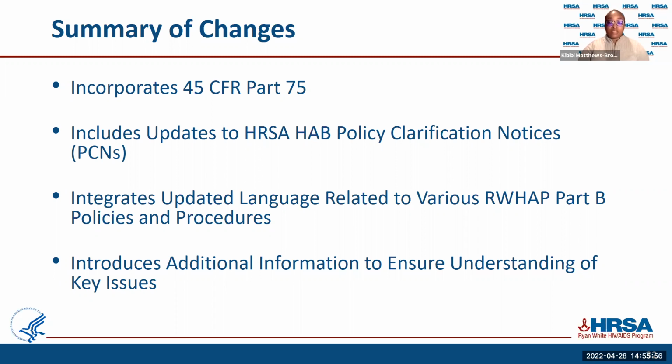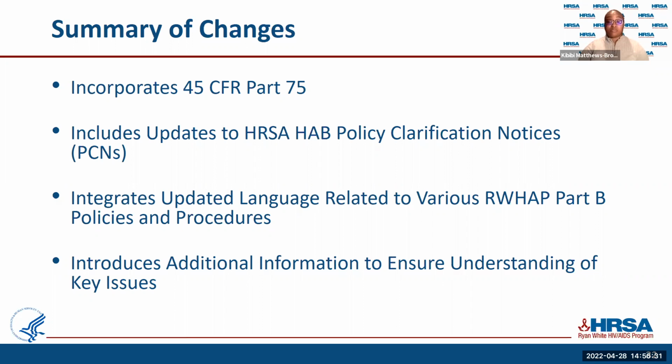It also updates the language to reflect the current RWHAP Part B policies and procedures. So for example, if you go to section Roman numeral 9, which is planning requirements for RWHAP Part B, you'll see that it now includes a chapter related to the integrated HIV prevention and care plan guidance, including the statewide coordinated statement of needs, or SCSN, as it relates to calendar years 2022 through 2026. And then it also adds additional information to ensure that you as a recipient understand the key issues.